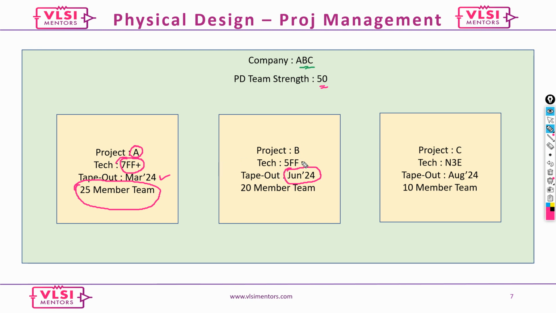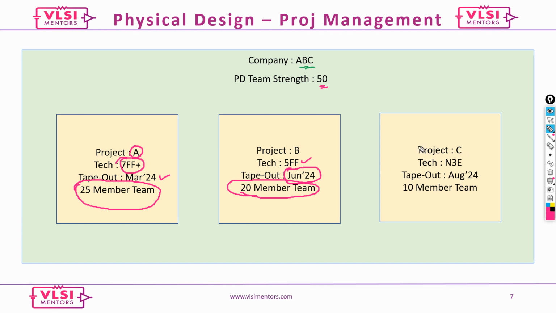So now assume this is a 5 nanometer project, and this is planned in June. Tape out is planned in the month of June 2024. And at this point of time, they might be estimating that they might need a 20-member team, but they may not have all 20 members working at this moment. I'll come to that point later.